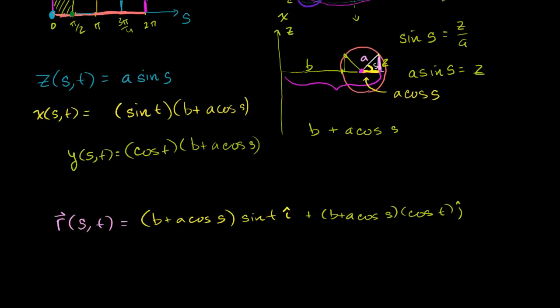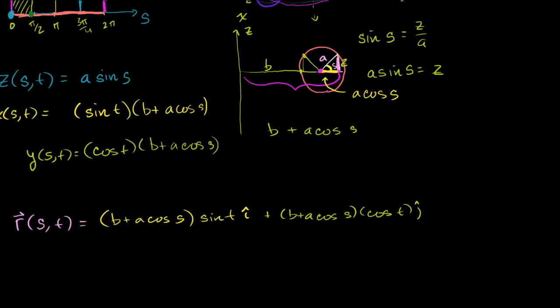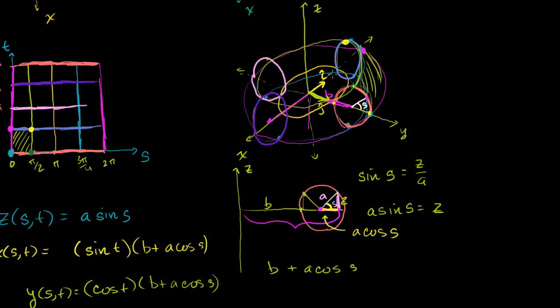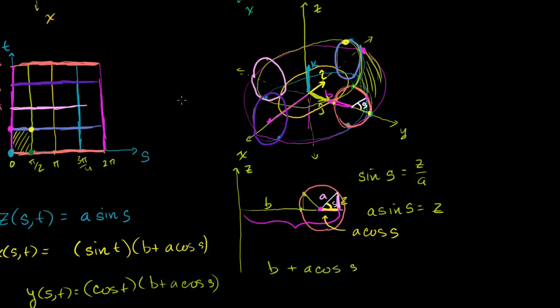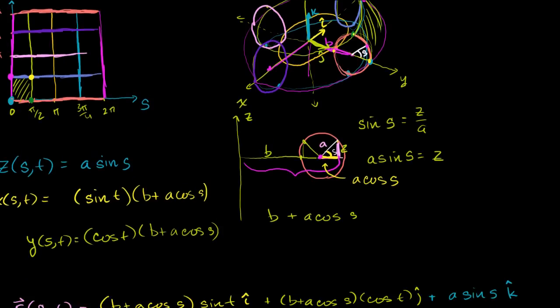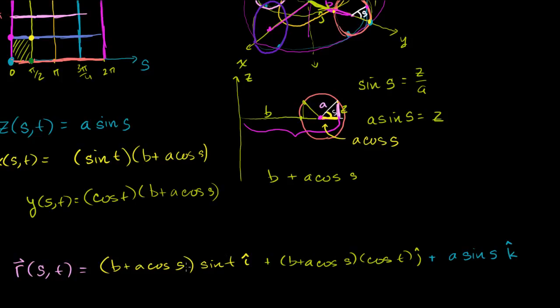And then finally, we'll throw in the z, which was actually the most straightforward, plus a sine of s times the k unit vector, which is a unit vector in the z direction. And so you give me now any s and t within this domain right here, and you put it into this position vector valued function. It'll give you the exact position vector that specifies the appropriate point on the torus.